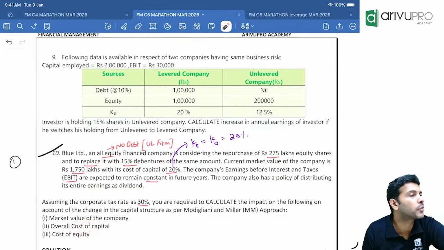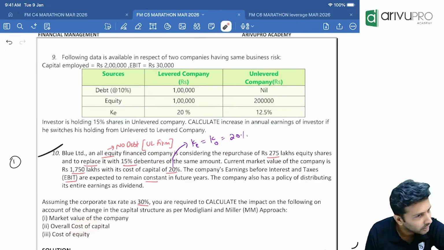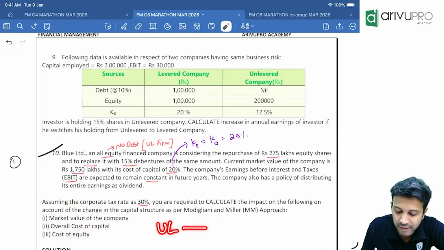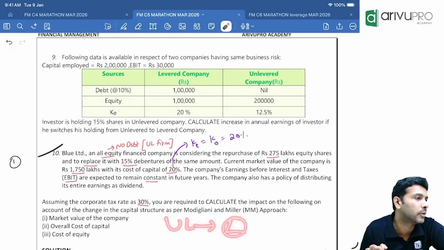Also they are asking us to find out KO. And they're also asking cost of equity. All this you need to find after the firm has moved from an unlevered firm to a levered firm. It has become an L firm.